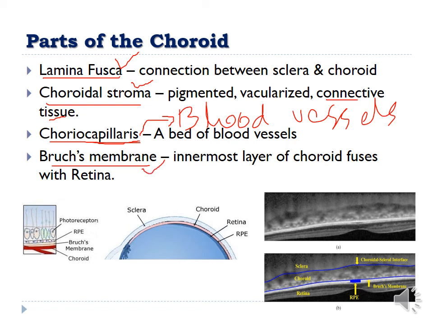We discussed that Bruch's membrane is the innermost layer of choroid that fuses with retina. So remember that at one side is sclera. The junction between choroid and sclera is lamina fusca. The junction between choroid and retina is Bruch's membrane. So in between lamina fusca and Bruch's membrane, you have stroma and a bed of blood vessels. Those are the four parts of choroid which we need to remember.